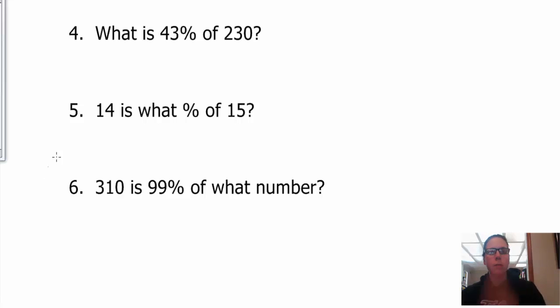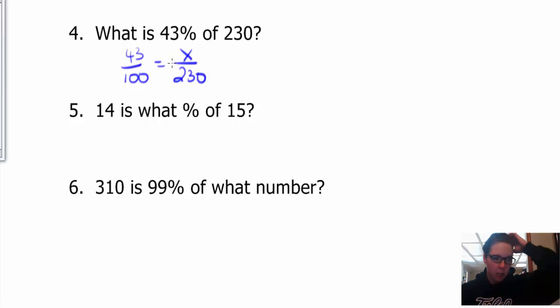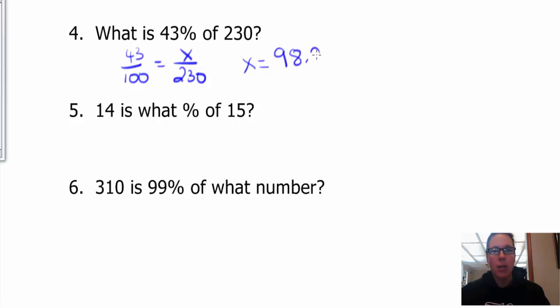What is 43% of 230? So try to do these before I do them. What is 43%? So 43 is over 100, the percent's always over 100, of 230. So that "of" tells you it's going to be on the bottom. We're going to cross multiply, so you're going to have 43 times 230. And then your answer is going to end up being, I'm just going to do the answer, 98.9.